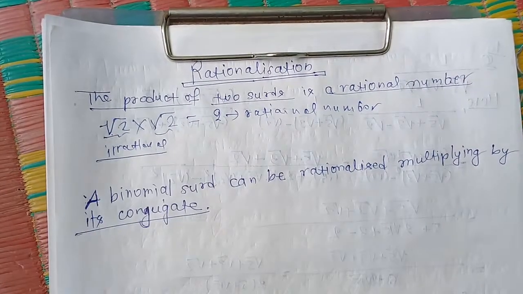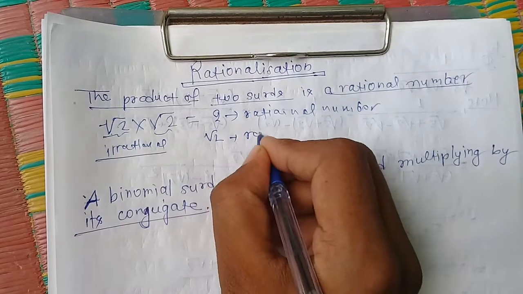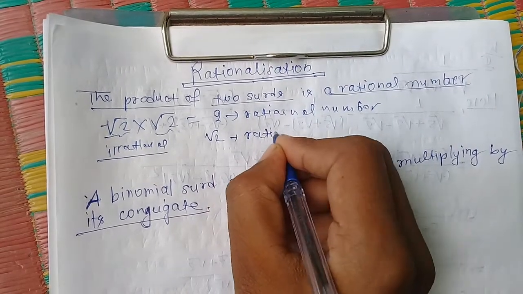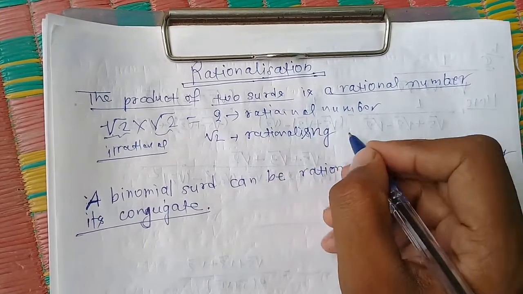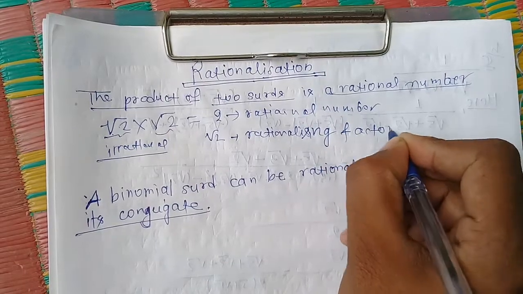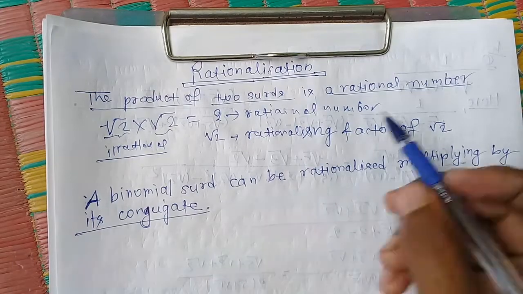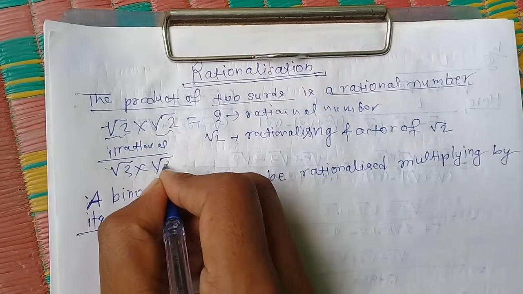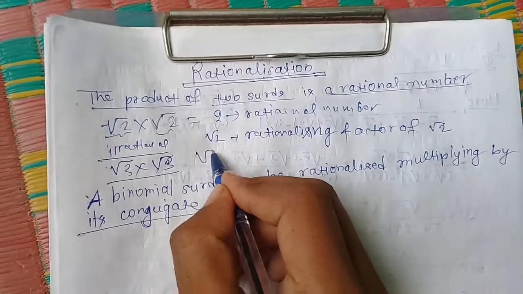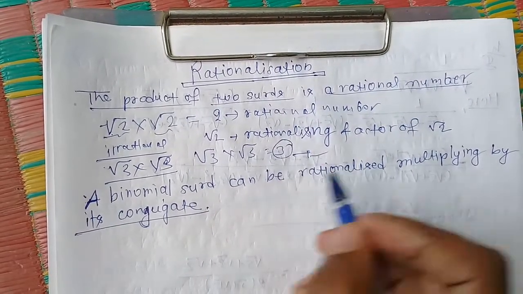So we also say that root 2 is a rationalizing factor. Rationalizing factor of what? Of root 2. So root 2 and root 2 are rationalizing factors of each other. Similarly, root 3 is a rationalizing factor of root 3. Root 3 times root 3 is 3, and 3 is a rational number.